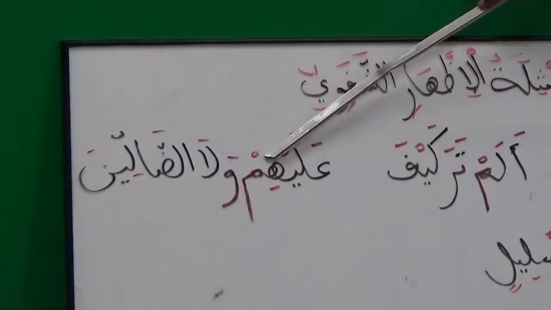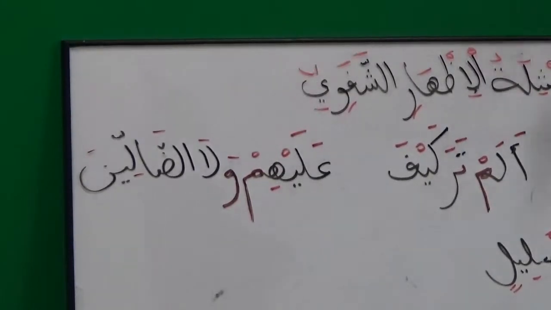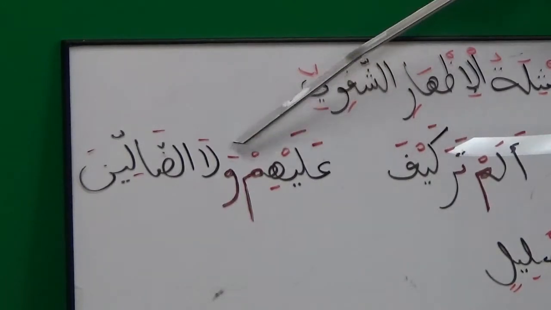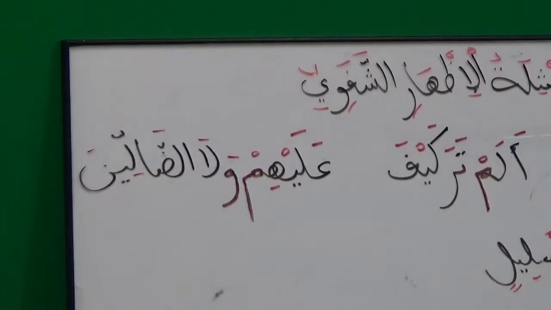So here we have the meem that has a sukoon, and we have the waw. So now we have al-izhar ash-shafawi, but then we have ashaddul izhar, right? Because meem and waw come from the same place, don't they? So let's read this.